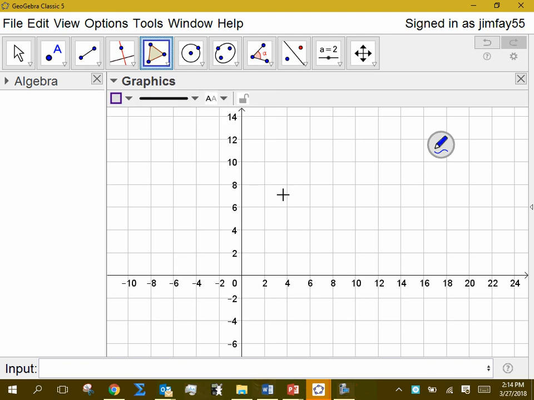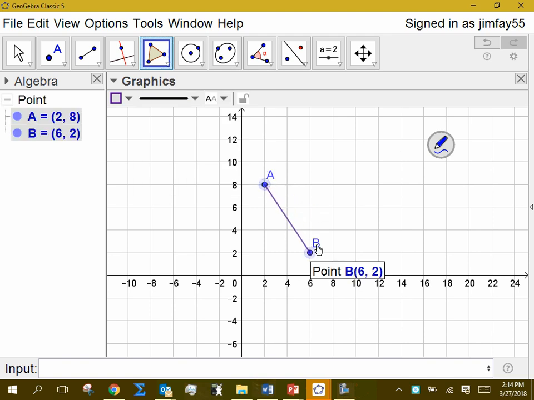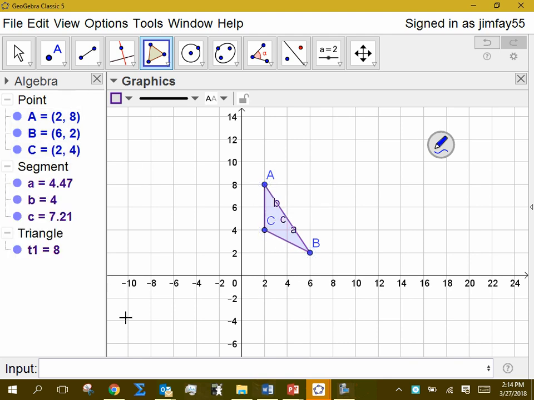Let's take 2, 8, 6, 2, and 2, 4. Let's dilate that by, let's just make it easy, let's dilate it by 2. Okay? So what is A prime going to go to?